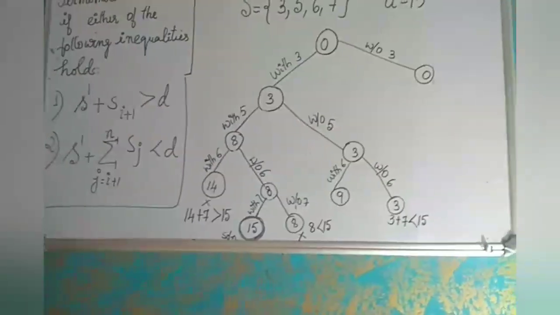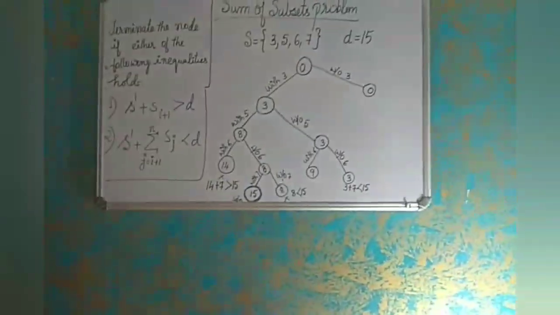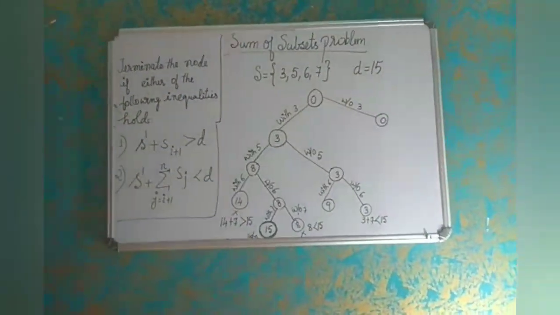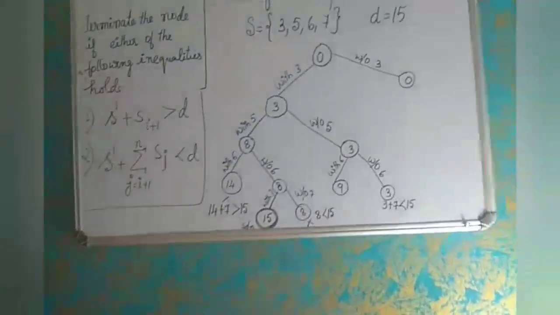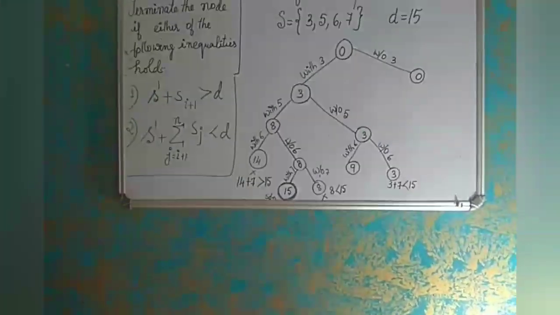Okay, so if you add 7, then what will you get? You will get 15. 15 is actually the value of D, which is equal to D. That is what we are expecting, right? So we got the solution here.